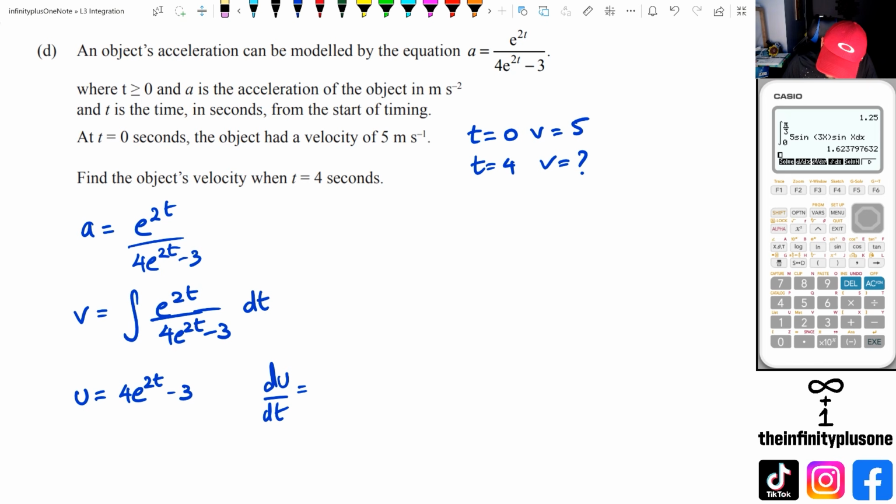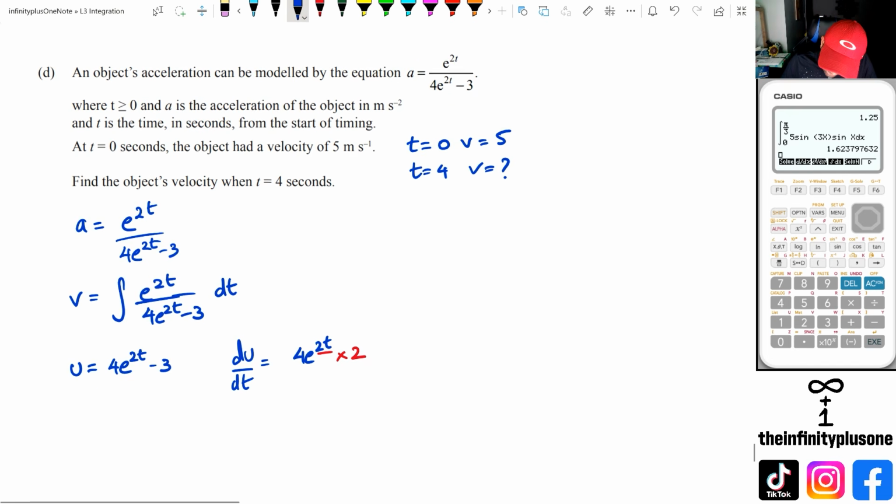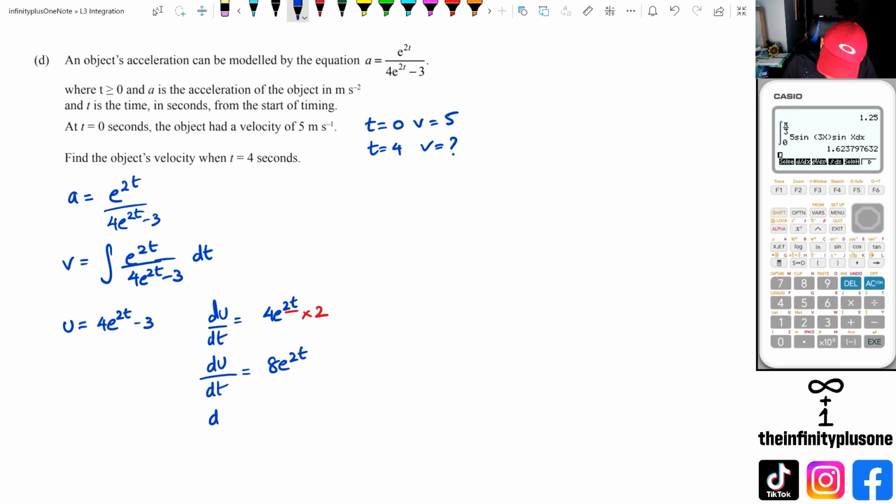Oh, sorry, let me just do that again. 4e^(2t) stays the same, and I've got to multiply by the differentiation of that power, so it's going to become 2. So I'm going to do one extra step here. So this is going to become 8e^(2t), and then du over 8e^(2t) equals dt. Because what I'm going to do is substitute this. I'm going to put everything as it is so you can see what's happening.